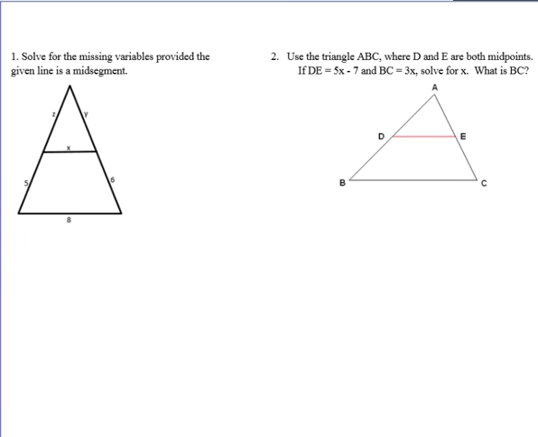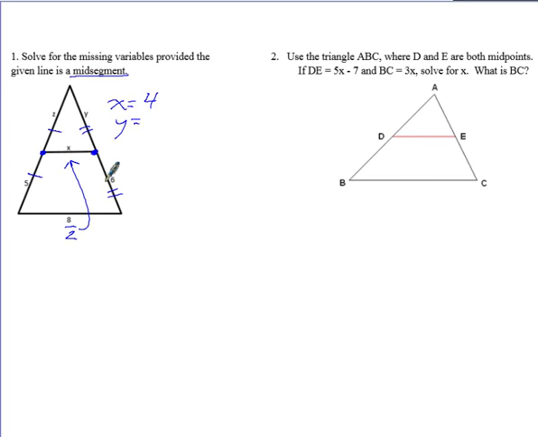So let's take a look at a couple of example problems here, just to see how we utilize this stuff. We're to solve for the missing variables, provided that the given line is a midsegment. So you need to know the vocab, midsegment. Midsegment tells us that these points right here are midpoints, which means this is congruent to this. It means this is congruent to this. And it means that this side right here is equal to half of this. So if I divide this by 2, that will give me what x is. So let's start there. 8 divided by 2 tells me that x is 4.